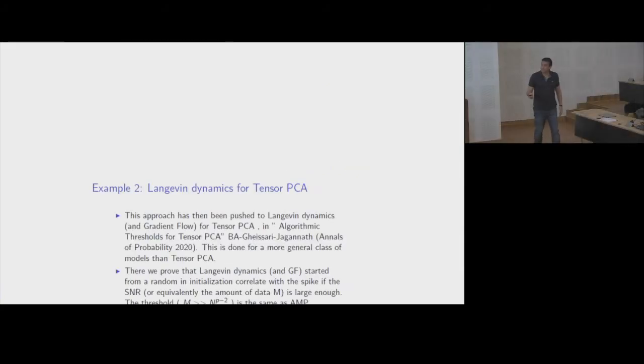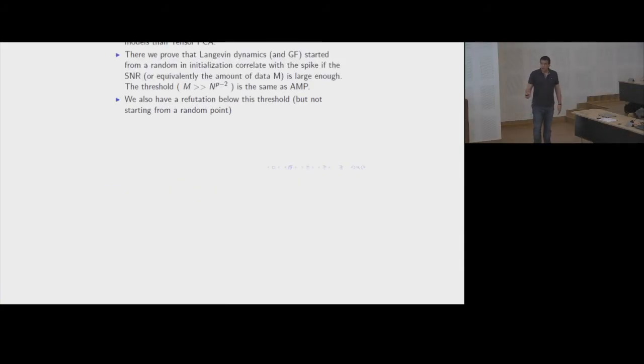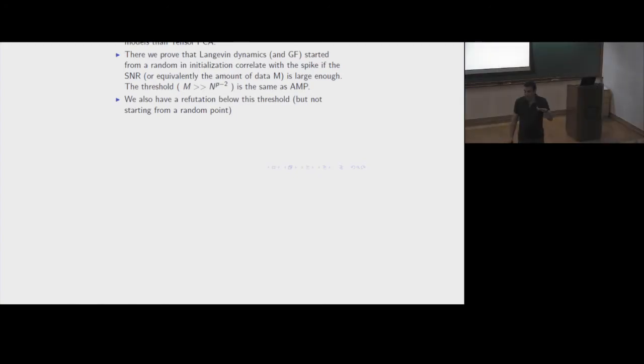Okay? So we also have a refutation below this threshold, but to be completely honest, our refutation does not start from a random point, but from something close to a random point. Just because we got tired of it, but it should be true. There's still some room for a surprise. I would be extremely surprised if there was one, but there's still some room. For the refutation here, we start from the Gibbs distribution at very high temperature.